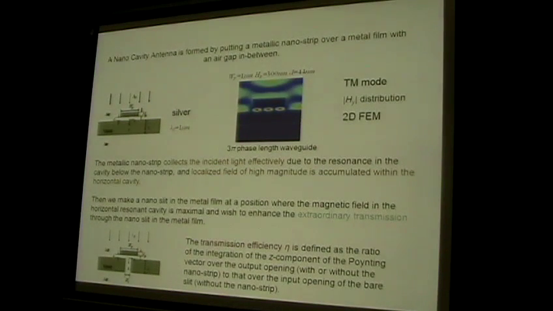Yes? If you consider loss, how about the efficiency? Loss of metal? Yes, in all these cases, the metal parameters include the loss. The metal has a loss. We use real materials in the simulation.